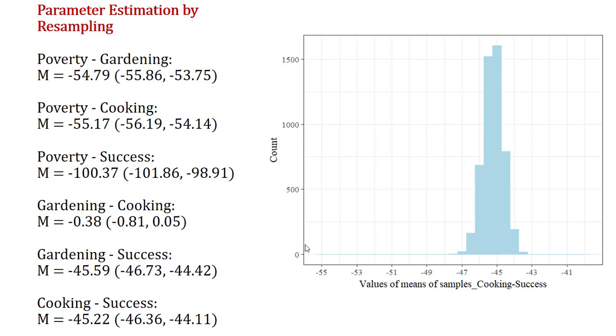So basically, with these new samples for each of the 4 conditions, you've got, let's say, 5,000 new samples. You calculate the mean of each sample, and then you calculate the mean differences. So you've got 5,000 means for each condition and 5,000 means for each contrast. Here I'm showing you the estimation of the contrasts by resampling, and as an example I show you the difference between cooking and success.